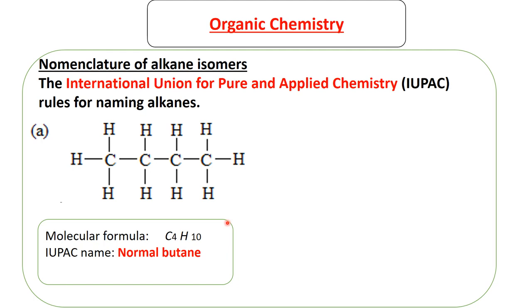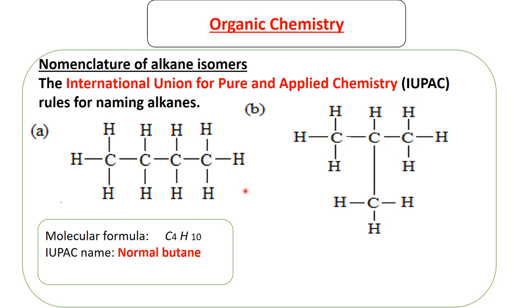But this can also be written in a different way, such that the molecular formula is going to be the same, but the structure is going to be different. We can write something like this. If you look at this, how many carbon atoms are here? 1, 2, 3, 4. 4 carbon atoms. How many hydrogen atoms? 1, 2, 3, 4, 5, 6, 7, 8, 9, 10. 10 hydrogen atoms. This means that this and this are isomers because they have the same molecular formula, but the structural formulas are different. So the name of this is also going to be different.